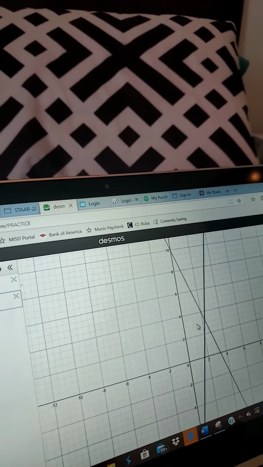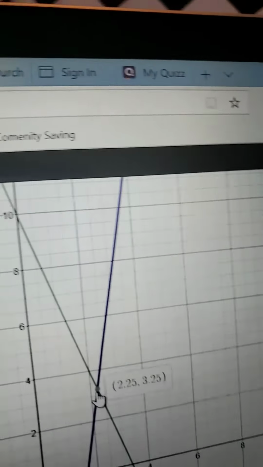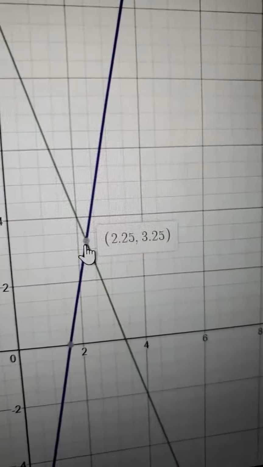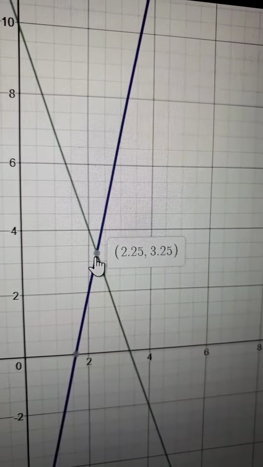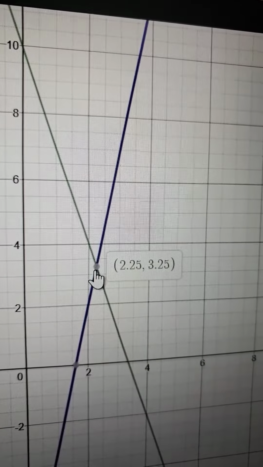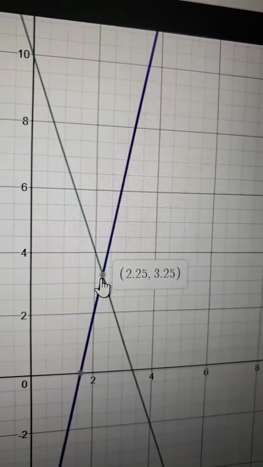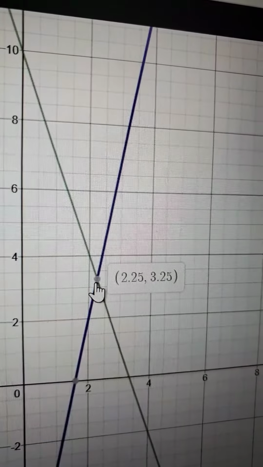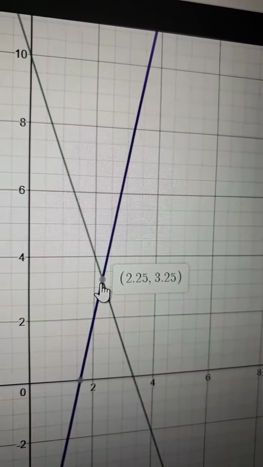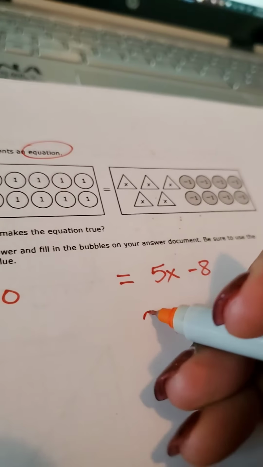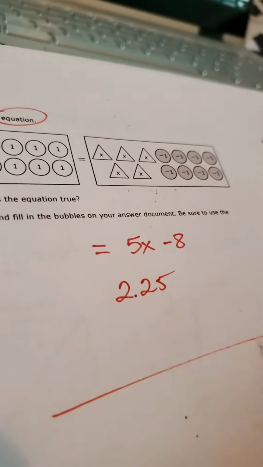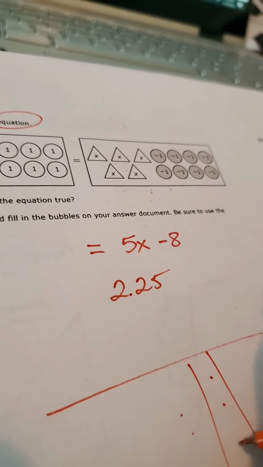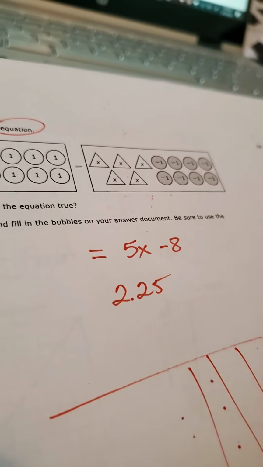My answer for x is going to be where these two lines meet. Notice I've got a point. Your answer is going to be the x value of that point. So in this instance, the x value is the first number in the pair. So the point or the answer or the value of x is going to be 2.25. So if I was to bubble that in, 2.25, and I had a griddable, and there's where my decimals were, okay?